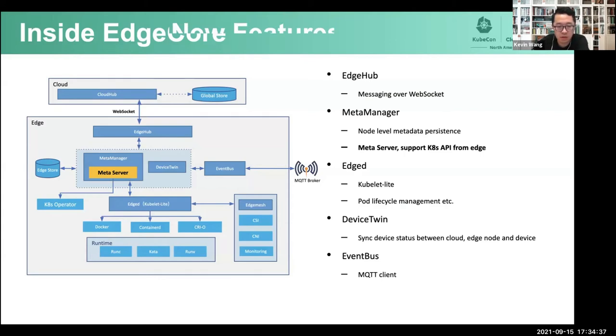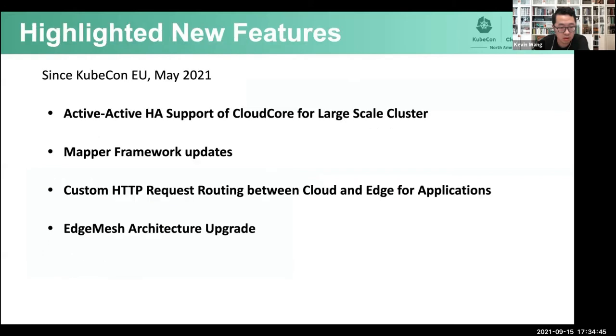Okay, so for the new features since we last met, at KubeCon EU this May, we made very good progress on enabling larger scale clusters. So you are now able to support multi-active deployment of Cloud Core. So you can have multiple Cloud Core instances working together at the same time to manage the nodes on the edge.